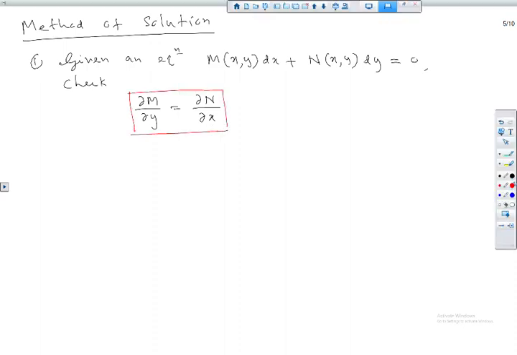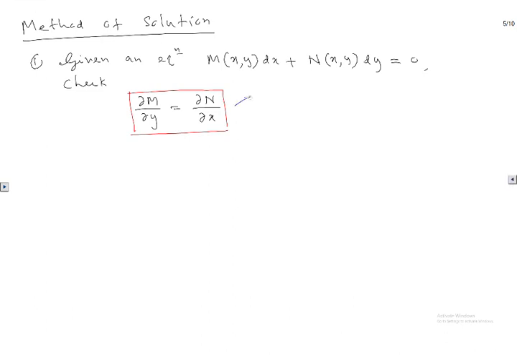Okay, and then what's going to happen? If this is a yes, then it is an exact equation. If this is no, there's nothing we can do, so we can stop because it's not exact.